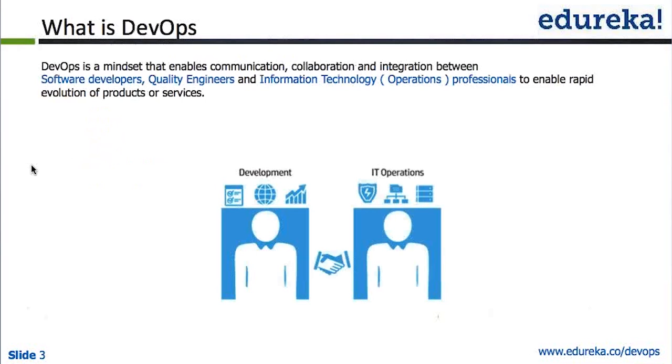Okay, so just a quick intro about DevOps. What is DevOps? DevOps is a kind of mindset that enables communication, collaboration, and integration between three core functions within the development cycle. In the software development lifecycle, the core functions are software developers, quality engineers, and IT operations, right? And IT operations means the traditional way of doing IT operations.